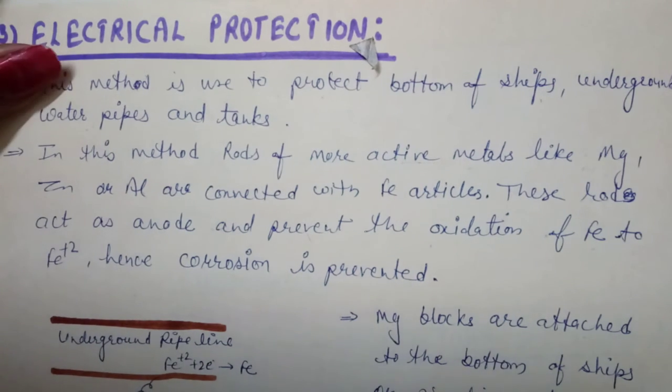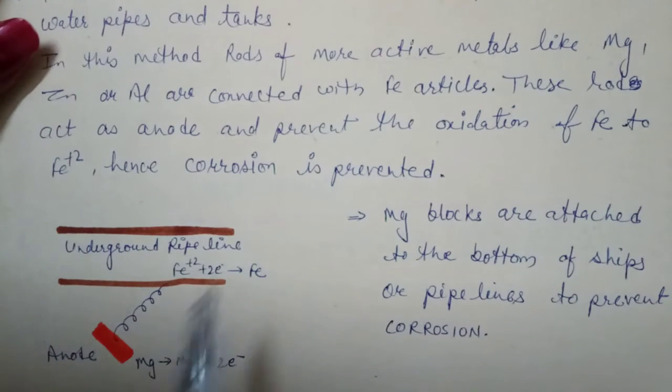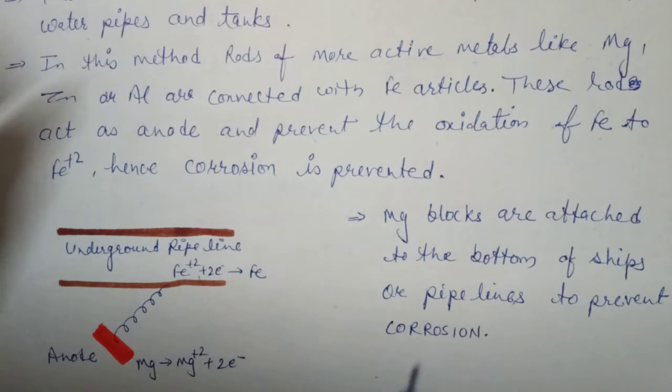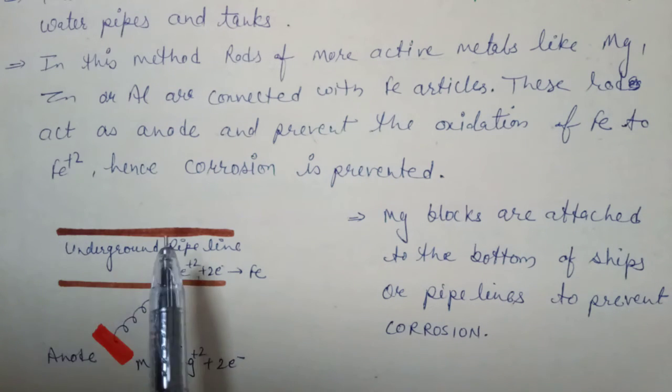See, what is this process? Suppose this is the underground pipeline. Underground pipelines are always in contact with moisture, since moisture is always present in the soil, and ships are always present in the water. There is no prevention of contact between the moisture and the iron articles, so a galvanic cell is always present or formed.